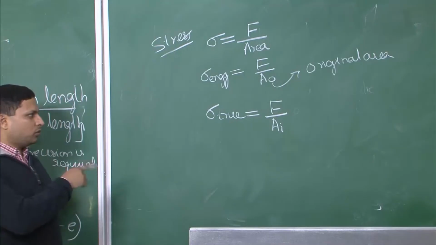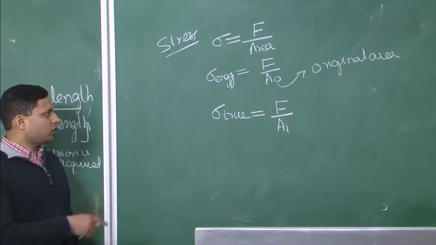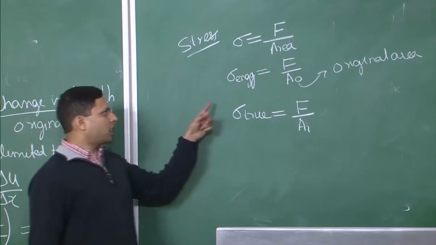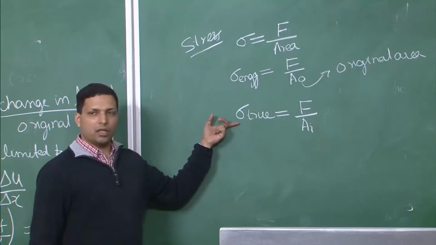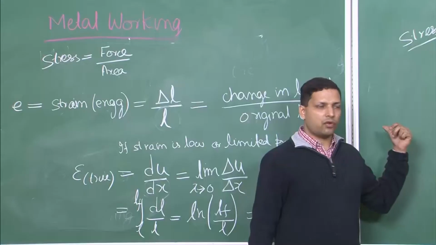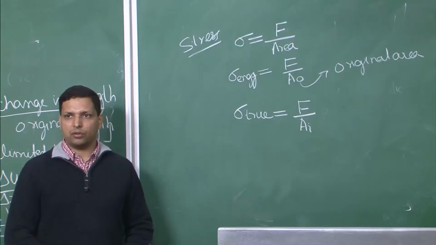We will come back to this equation again in the next class. For now, just remember that there are two different strains and two different stresses. We will show the equation or relation for sigma true, just like we had the relation for true strain. We can also have a relation for true stress. So, we will come back to this in the next class.